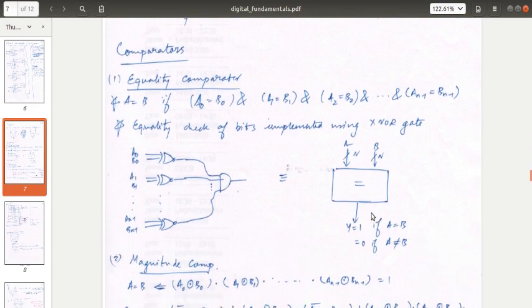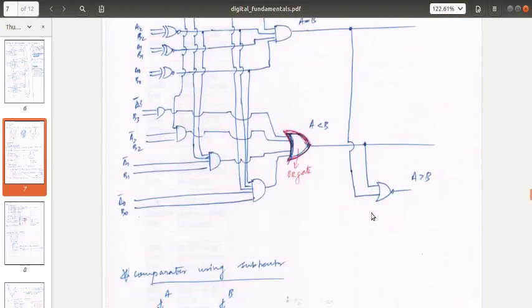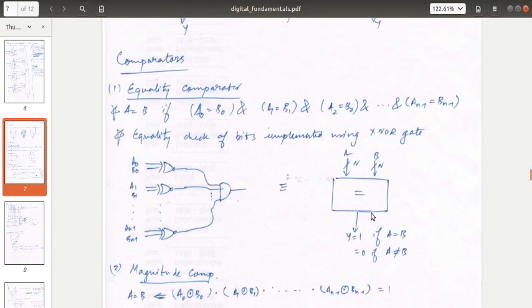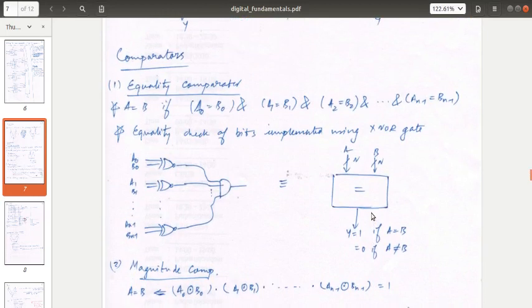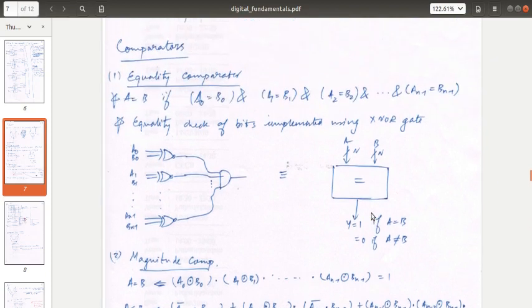Now moving on to the next topic, comparators. So in digital logic, there are two types of comparators, namely equality comparator and magnitude comparator. So equality comparator is simple. The idea is that we want to know if two numbers are equal or not. The relative value of the two numbers is irrelevant. We just want to know if they are equal or not.